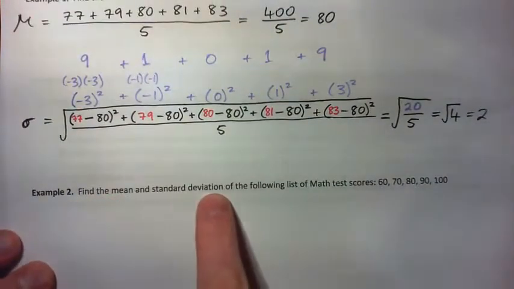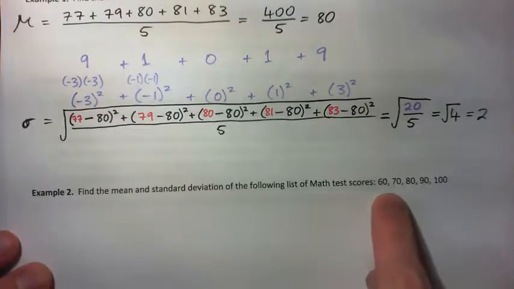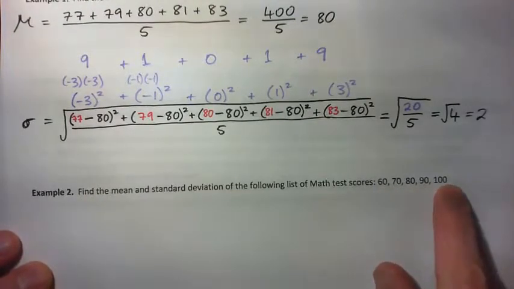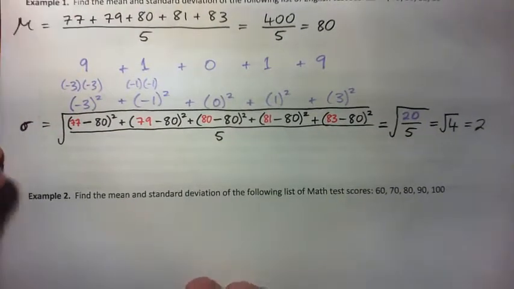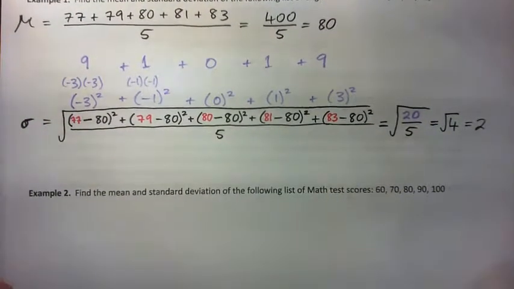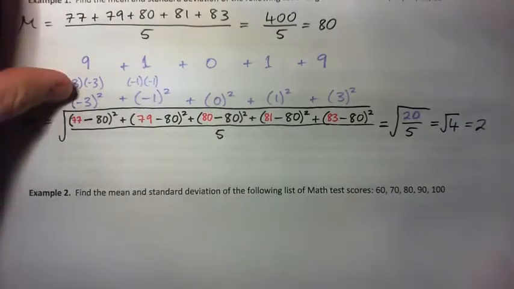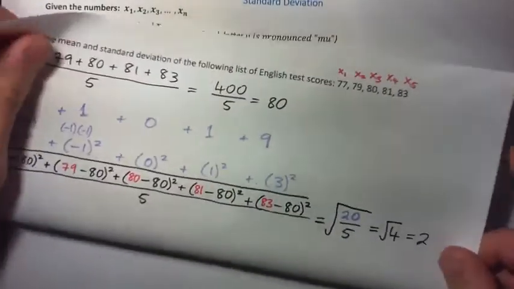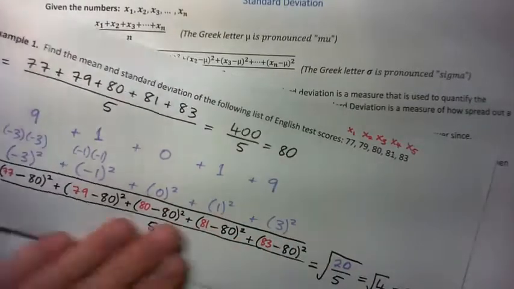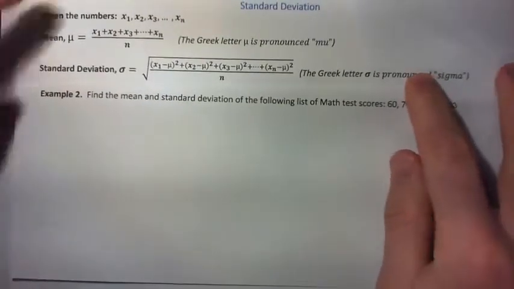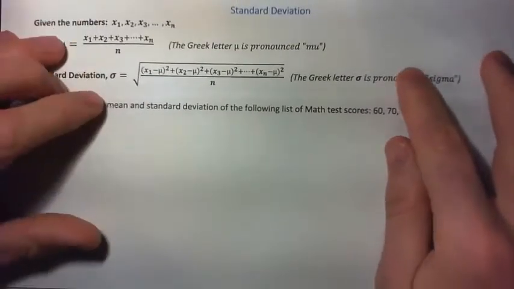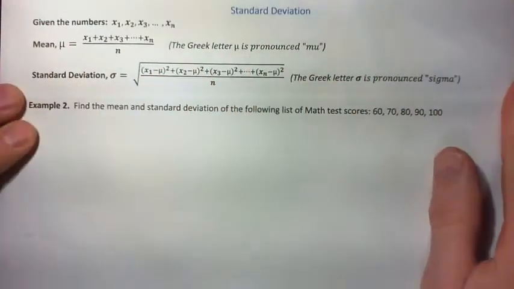Find the mean and standard deviation of the following list of math test scores: 60, 70, 80, 90, and 100%. Okay? So, let's do this together. First, we're going to find the mean and then the standard deviation. I'm actually going to fold this page because I just want you guys to look at the formulas and this at the same time. There we go. All right. So, first, we're going to get the mean.